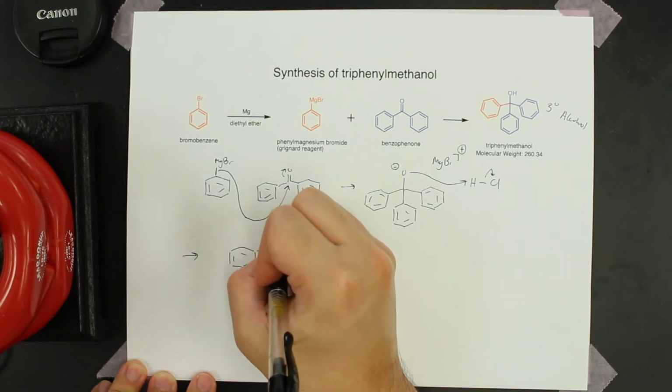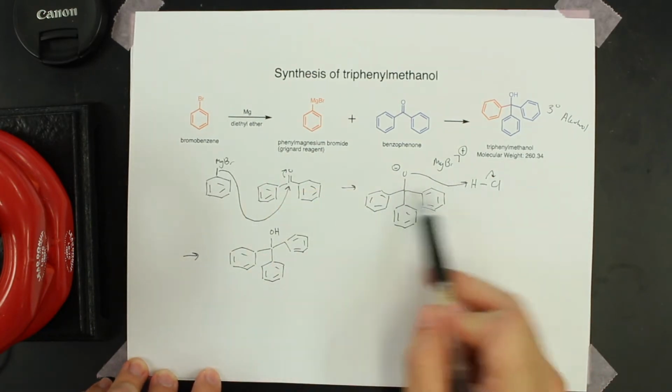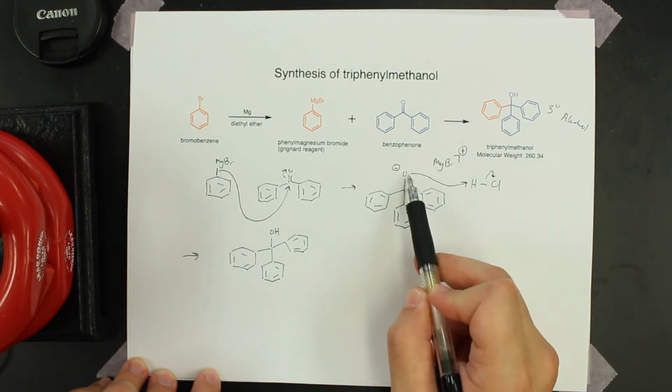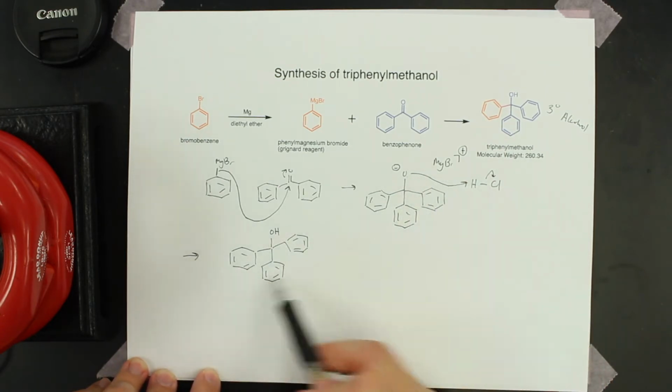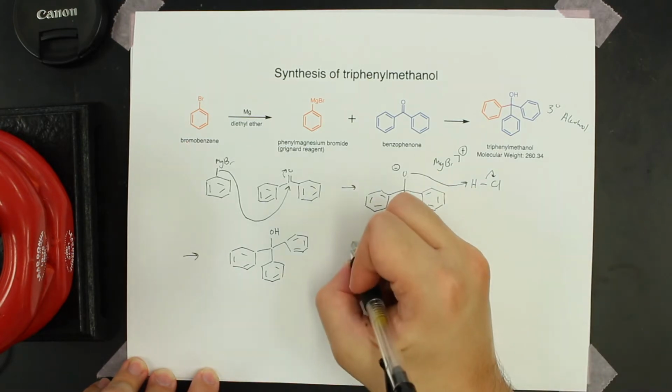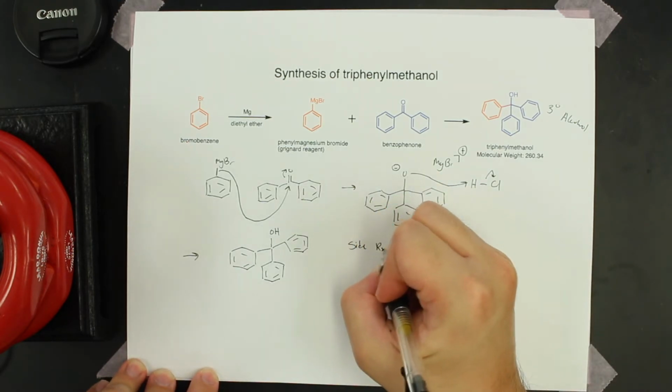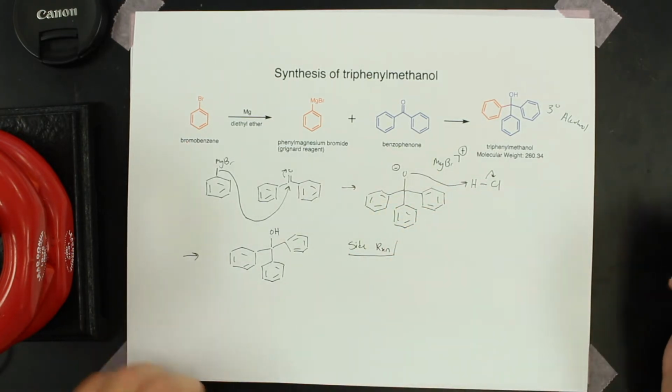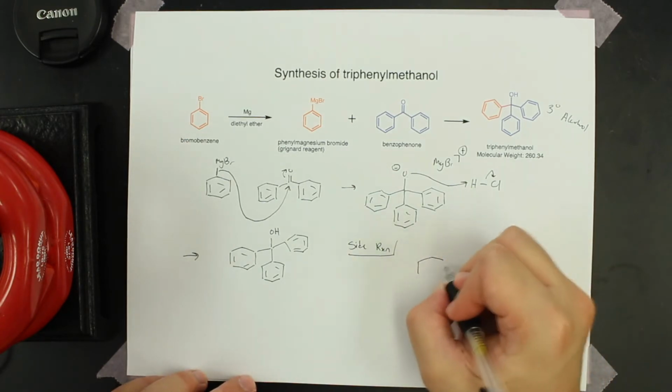Okay, and there's your alcohol product. So this step when you work it up is essential. You need to protonate this site in order for you to isolate this product. There is a bit of a side reaction going on here, an unproductive side reaction in this specific experiment.